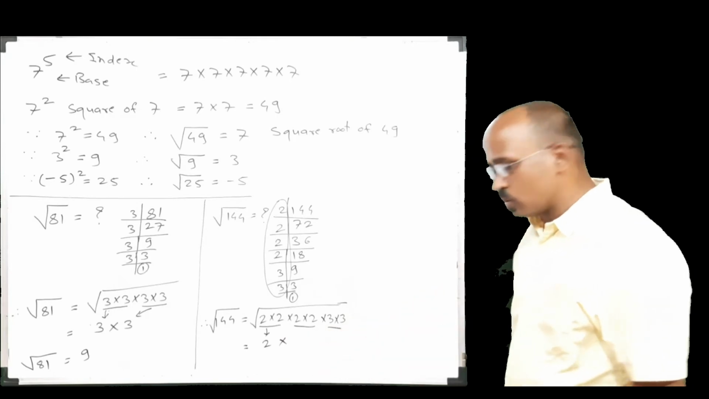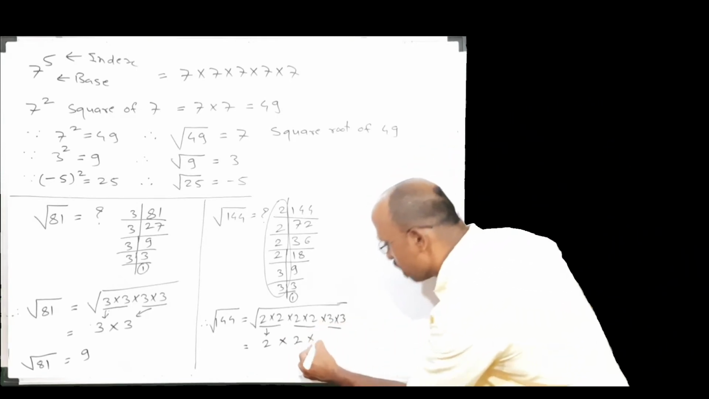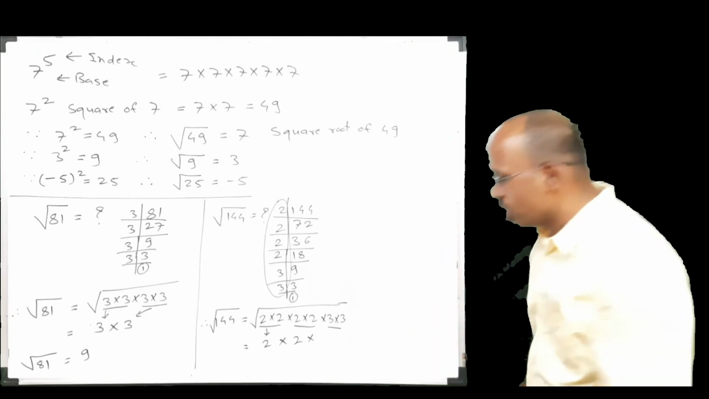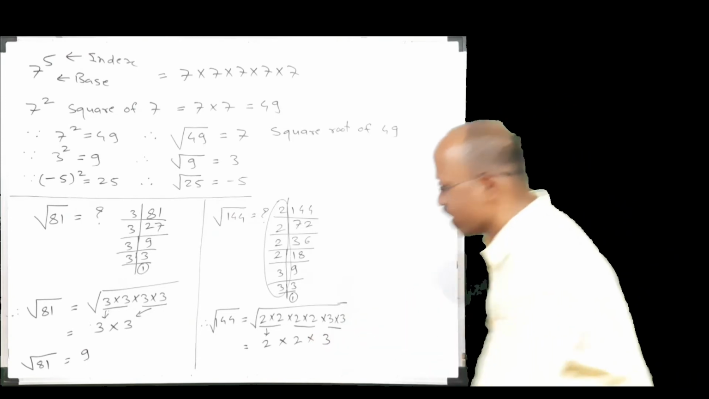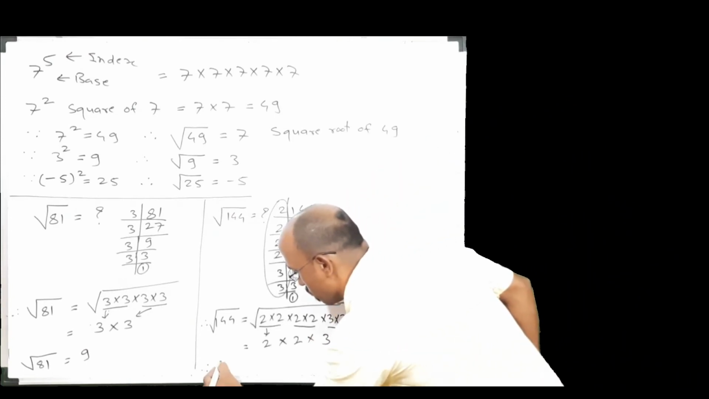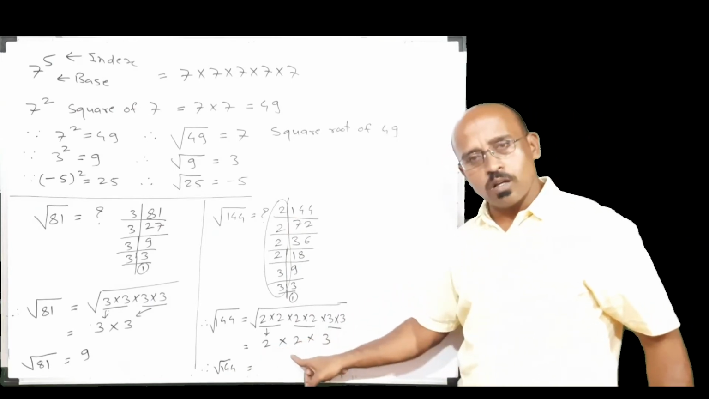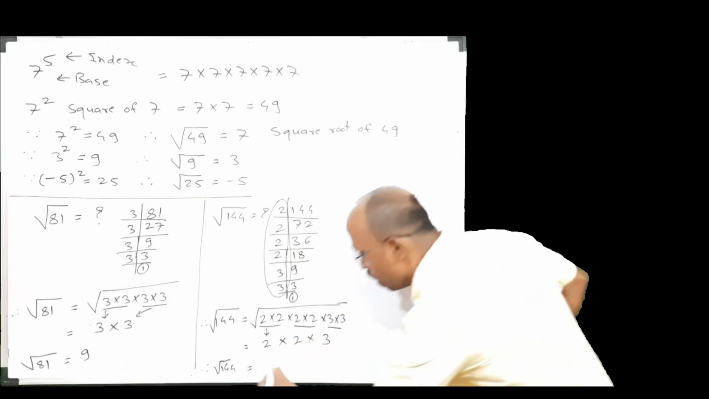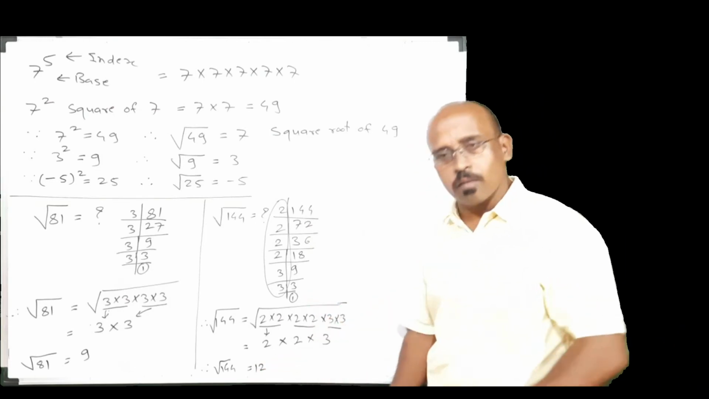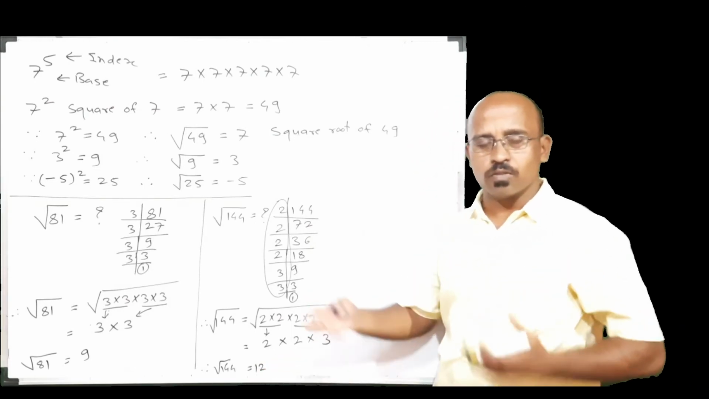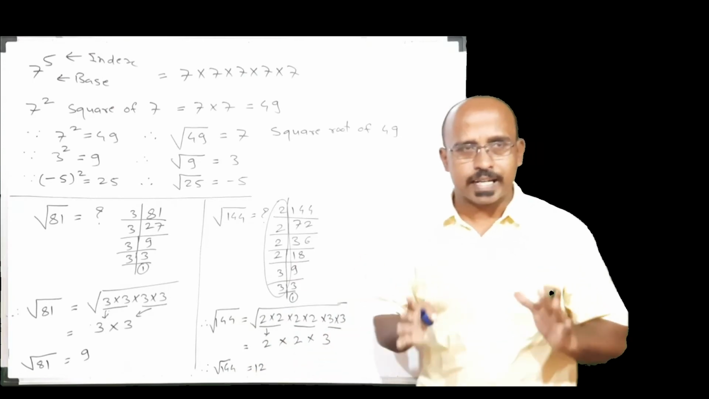For this group, one 2 will come out of the radicand side, multiplied by, for this group one 3 will come out of the radicand side, and their multiplication is, therefore, square root of 144 is equal to 2 2s are 4, 4 3s are 12. So square root of 144 is 12, because square of 12 is 144. You can cross verify it. I hope you are getting it, students.